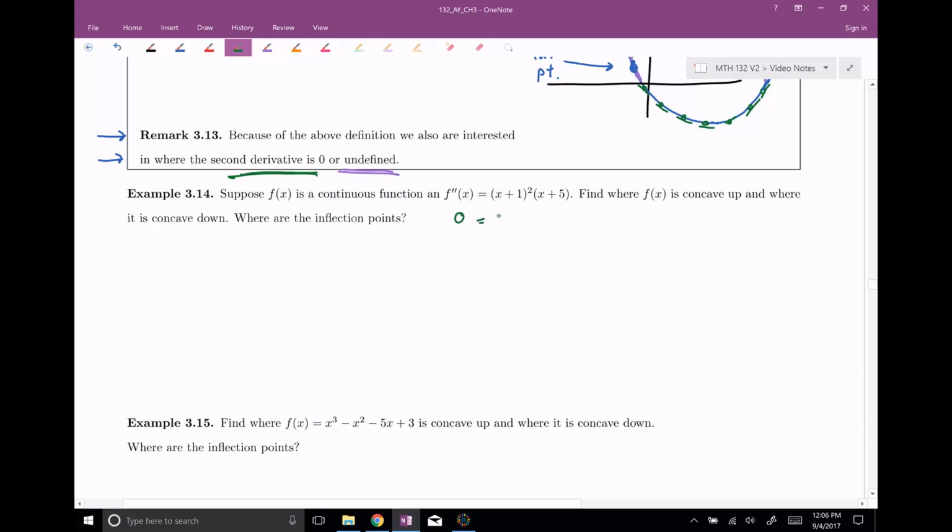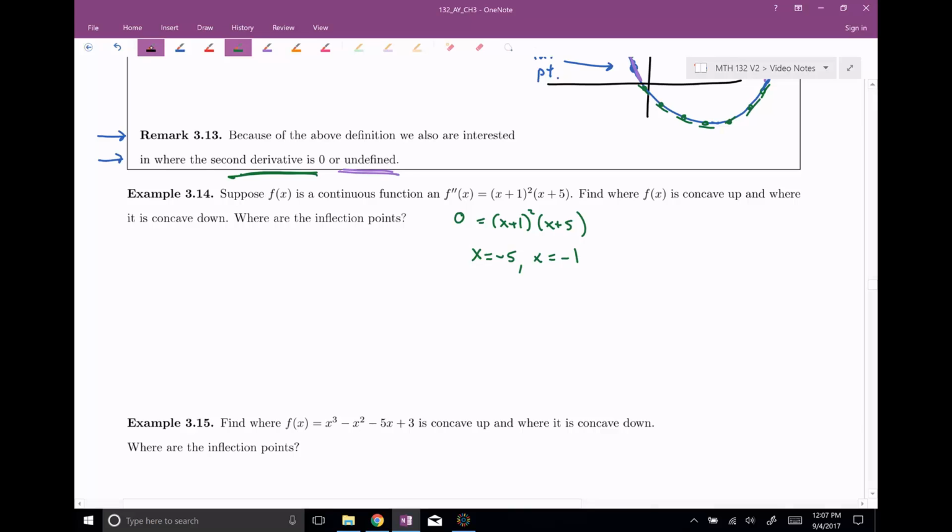Set 0 here, and I have x plus 1 quantity squared times x plus 5. And in this case, there's no work to do. It's already factored. And so the only way that this can be equal to 0 is if x is equal to negative 5, or if x is equal to negative 1, because that would make each of those components equal to 0.